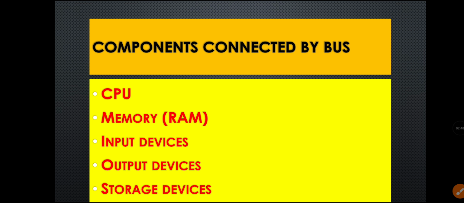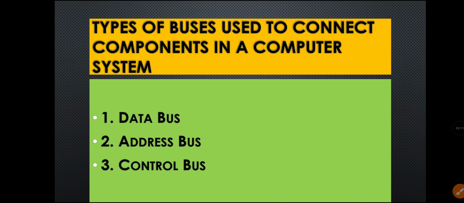What are the components that are connected by bus? My dear students, the central processing unit CPU, memory, specifically RAM, that is random access memory, input devices, output devices, and storage devices. These are the components which are connected by bus.